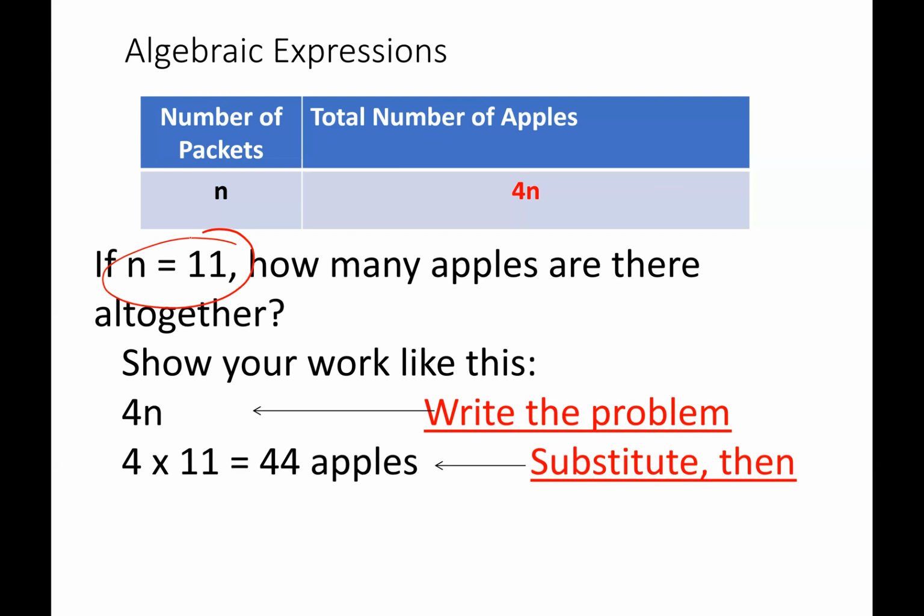4 times 11. And then we can write the answer next to the equal sign, or we can write it on the next line. So when n equals 11, how many apples do we have, guys? 44. Make sure. Okay, Carter? Right, apples. Nope, just with the answer.